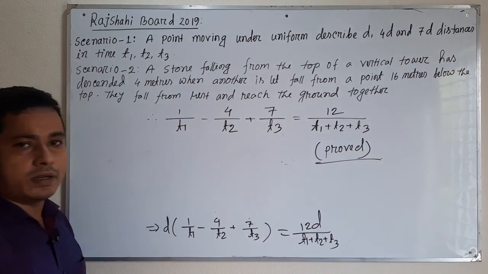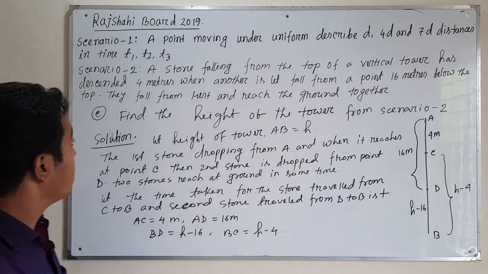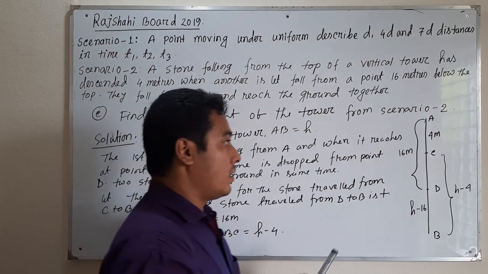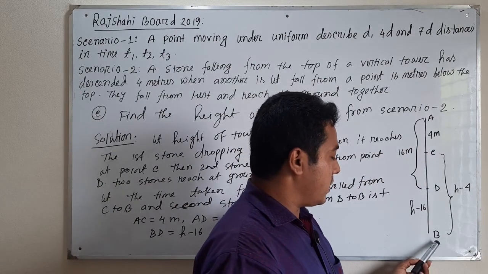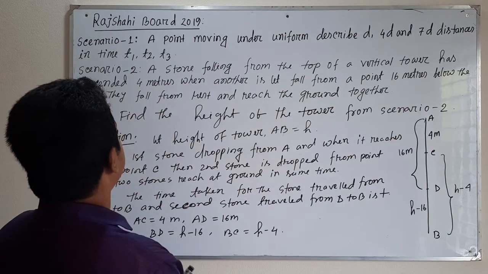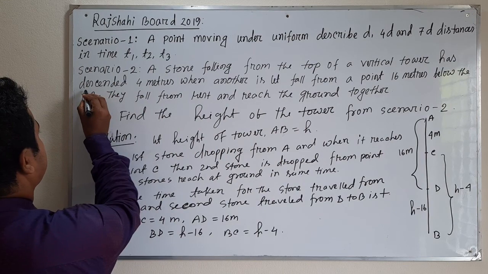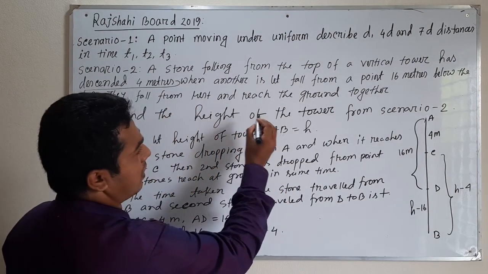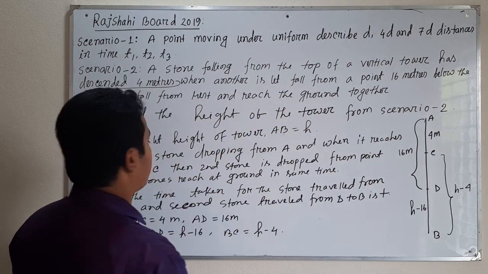Okay, now question number C. Find the height of the tower from scenario 2. Scenario 2: just think a stone is dropped from point A and after 4 meters, descending along a vertical tower, another stone is let fall from a point 16 meters below the top.